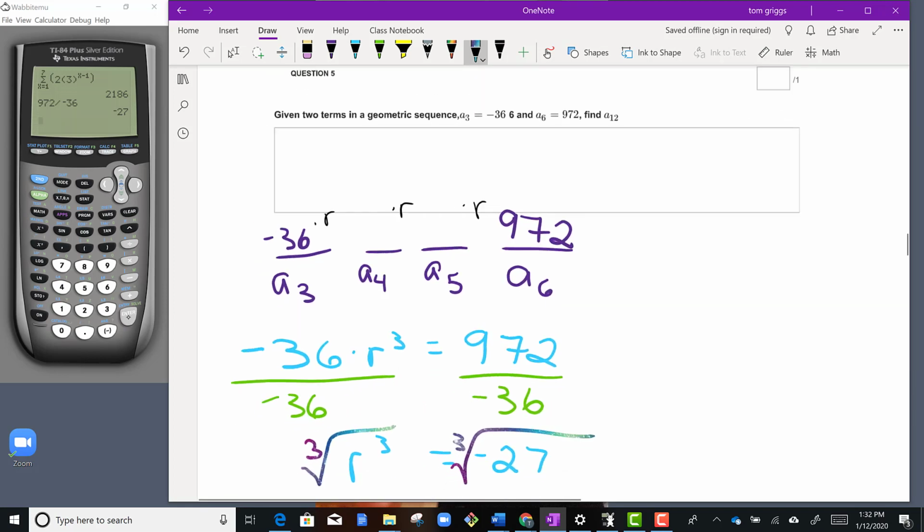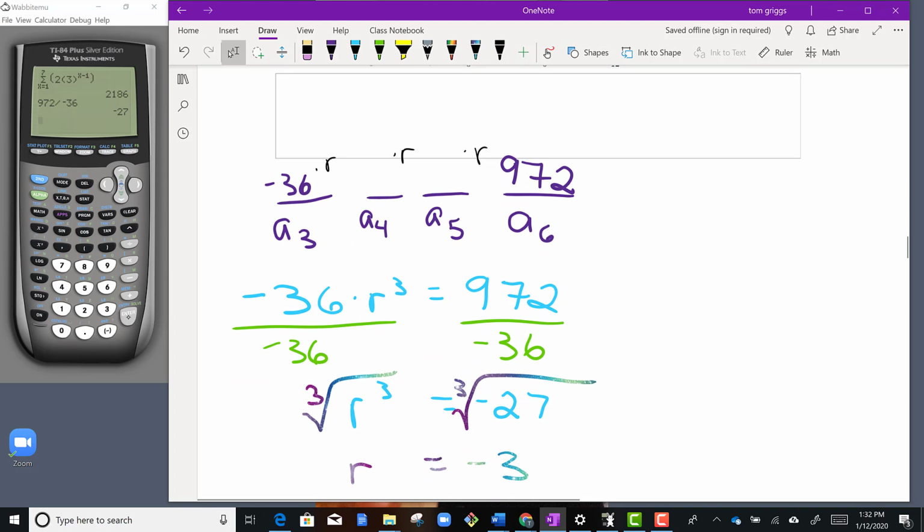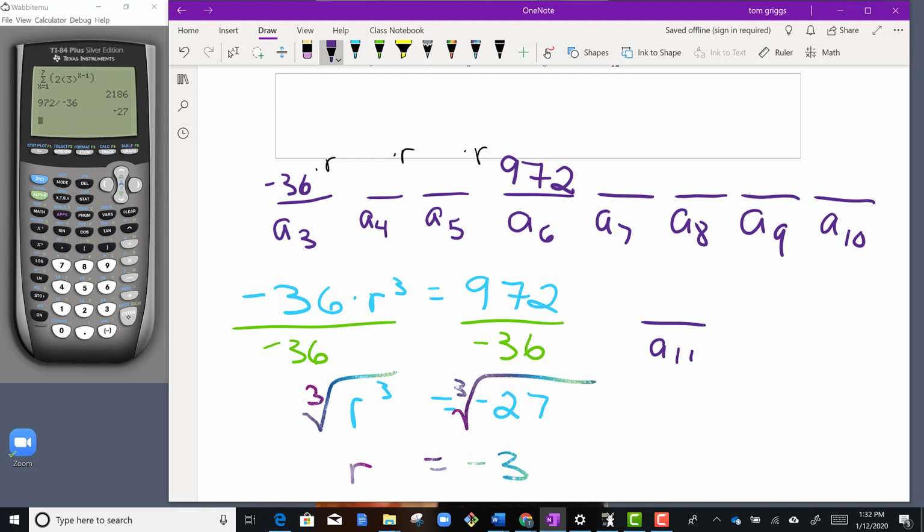So remember, the question asked for the 12th term. You could figure out the first term from here and then use the explicit formula. But to me, this one would be much quicker. We're almost to the 12th term already. So what I'm going to do is I'm just going to multiply each term by negative 3 until I get my answer. And the calculator can actually do this pretty quickly.